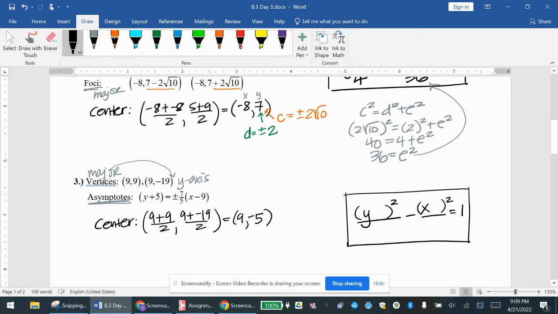Okay, so the y values changed by, do you see it? Negative 5 minus 9, or how far is negative 5 from 9? Remember, we're comparing the y value of the center to the y value of the vertices. That's plus or minus 14.